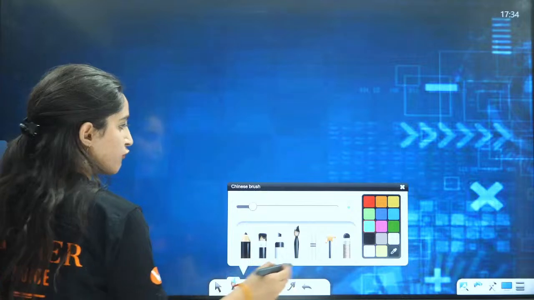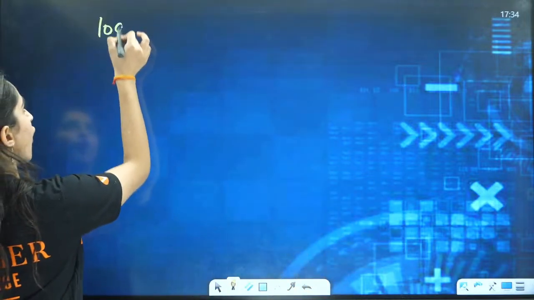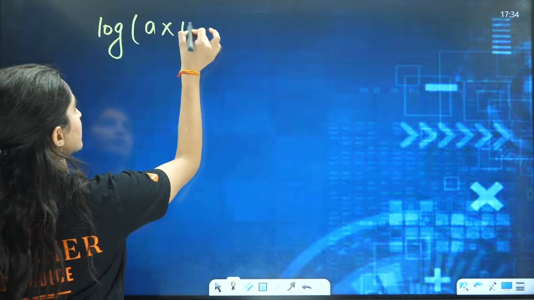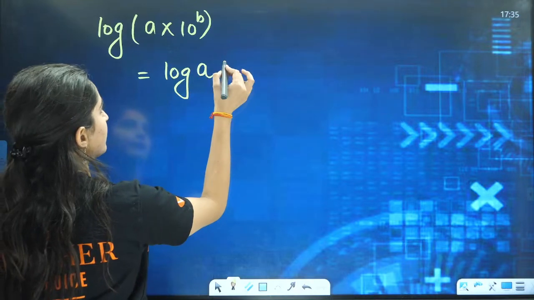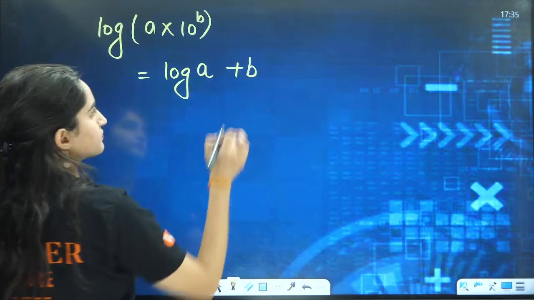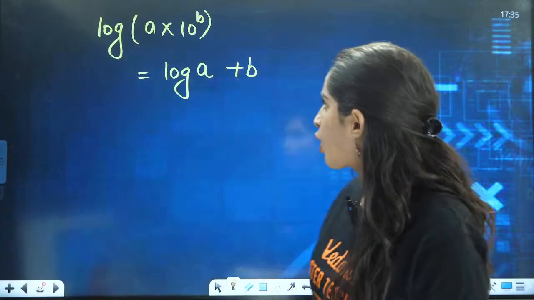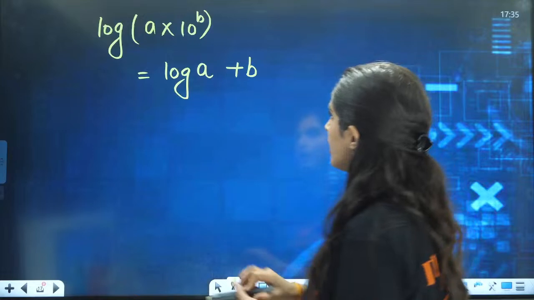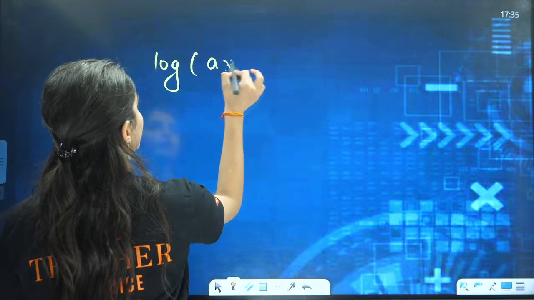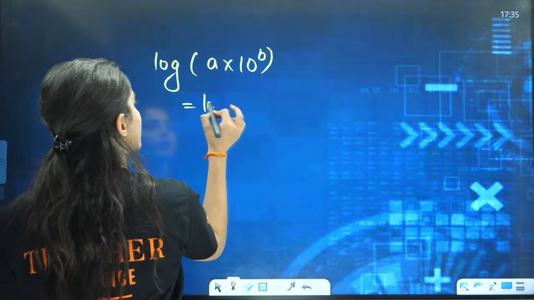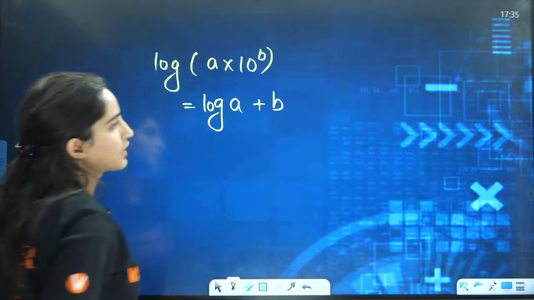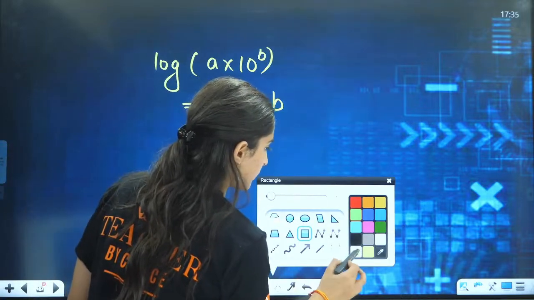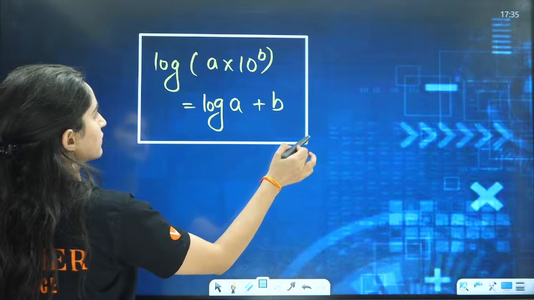For example, if this is given, log of a into 10 raised to power b, the answer will be log of a plus b. I should write it in the center: log of a into 10 raised to power b, the answer will be log of a plus b. That is going to be your answer. This is a simple trick, right?